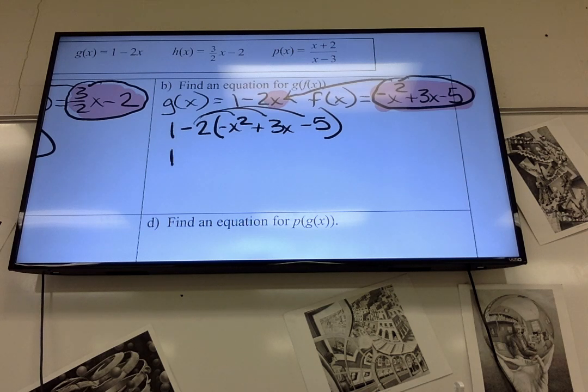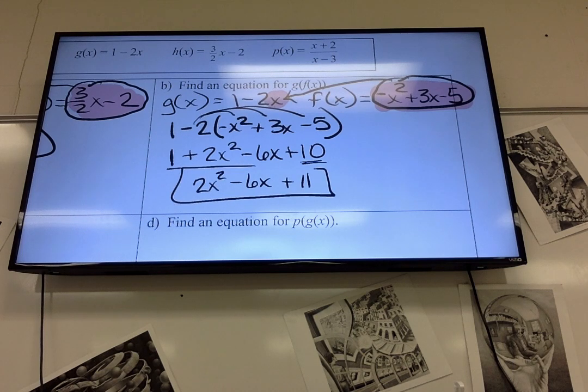And you get 1. Negative 2 times negative x squared is positive 2x squared. Negative 2 times 3x is negative 6x. And negative 2 times negative 5 is positive 10. Okay? All right. And then combining like terms, there's only 1, 10 and 1, that's 11. So 2x squared minus 6x plus 11.